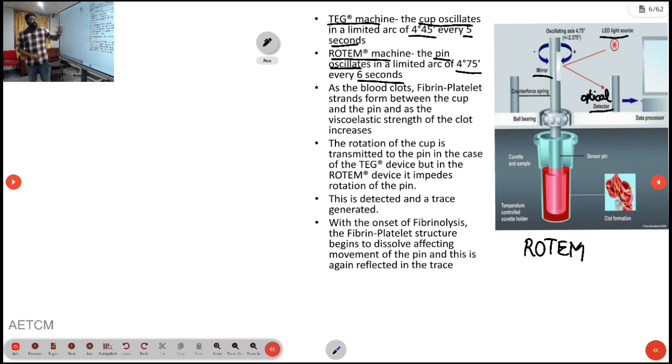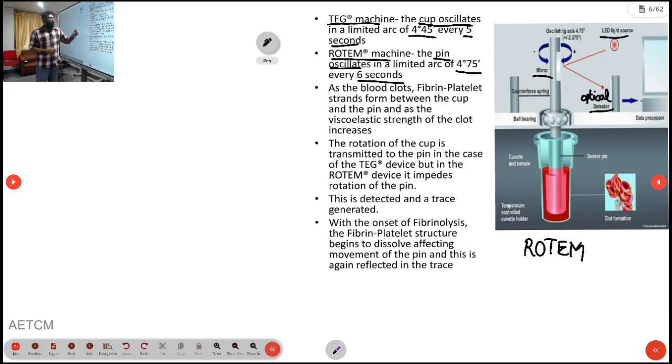So what usually happens is that when the blood clots, there will be the presence of a fibrin platelet strand formation. So when it occurs between the cup and the pin, the viscoelastic strength of the clot increases. So that's how the amplitude of the clot and the stabilization of the clot occurs. So that's how it is determined in the graph.